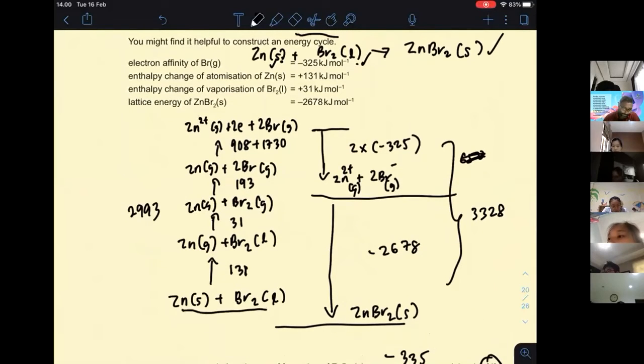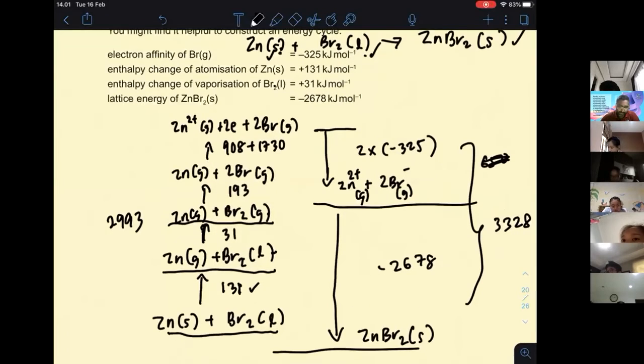First I change zinc into zinc in the form of gas. That is going to be the enthalpy change of atomization, so I put 131. Then after that, I need to change the Br2 liquid to gas. This one is going to be vaporization, so you just put 31. So it changed into gas. Now, next step: zinc is already in gaseous form, one atom already.